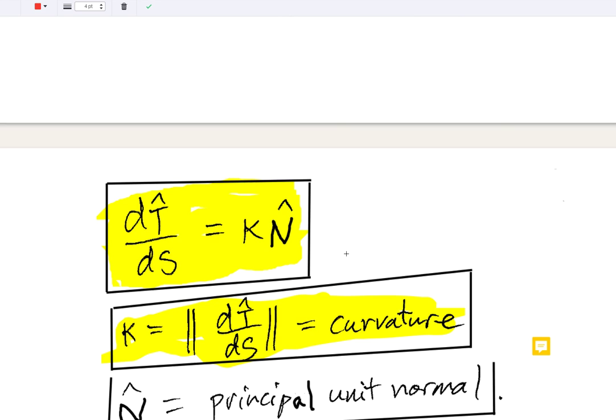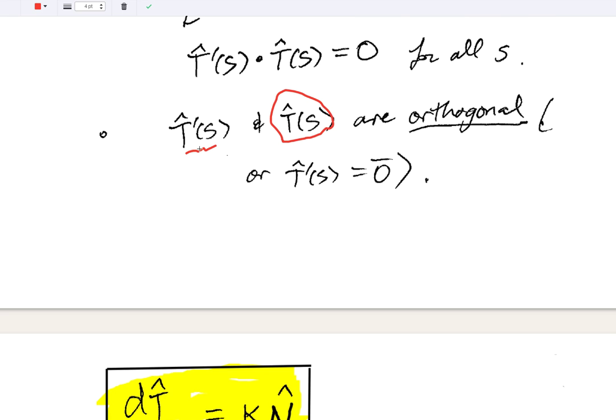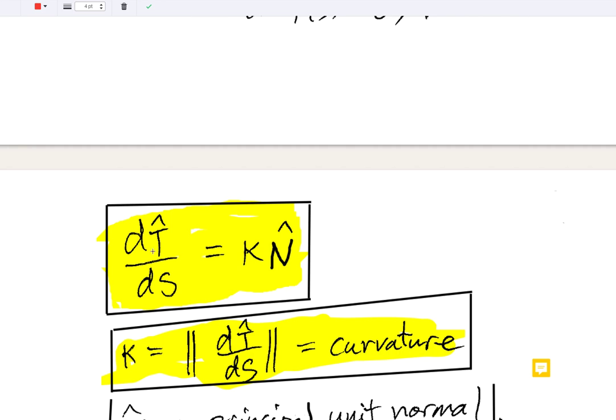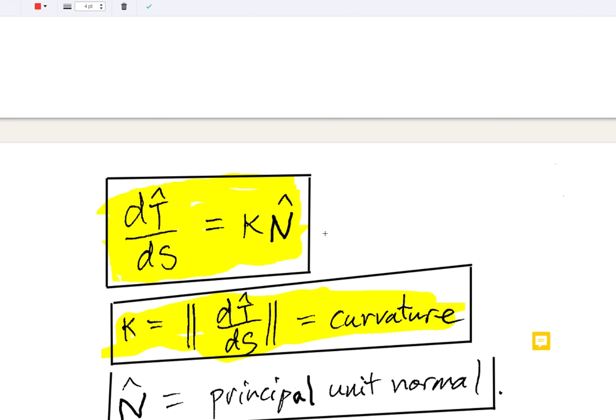Now I'm going to come over here. Remember what I just did was I differentiated t hat with respect to s. What we're going to do here is create a little definition, essentially. The instantaneous rate of change of t hat with respect to arc length, I'm going to say is equal to a certain vector, kappa times n hat. Now let me explain what kappa is.